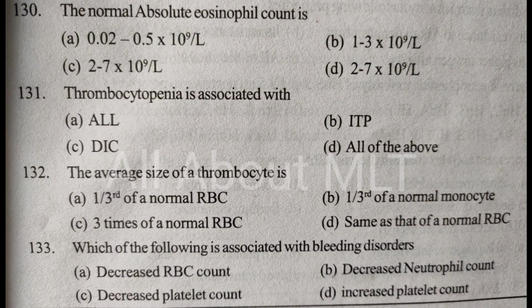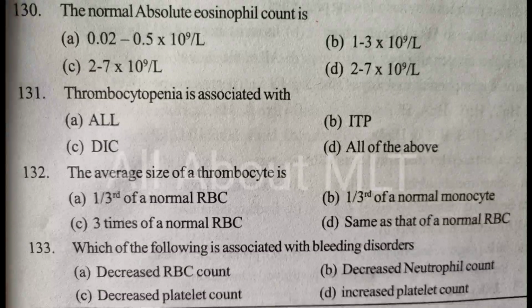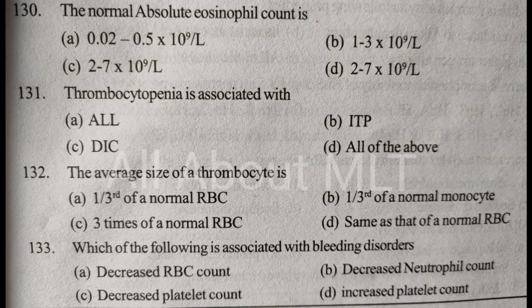Which of the following is associated with bleeding disorders? Option A decreased RBC count, option B decreased neutrophil count, option C decreased platelet count, option D increased platelet count. And the answer is option C decreased platelet count.